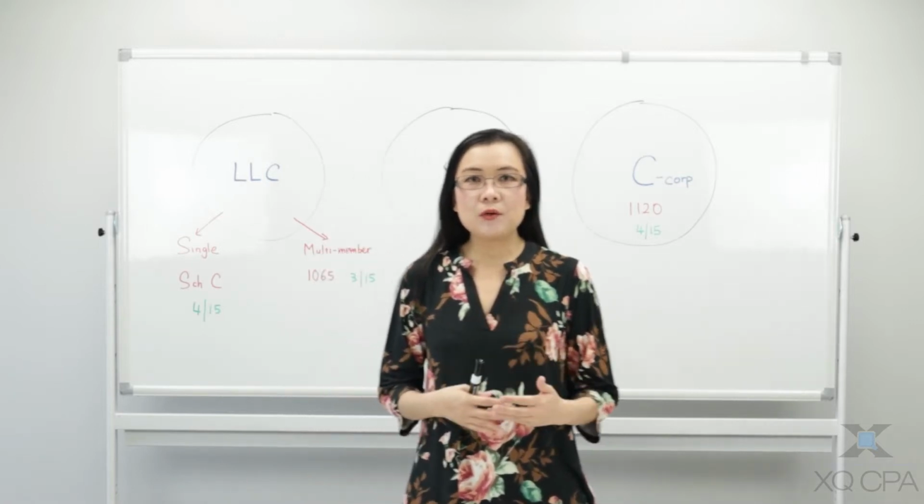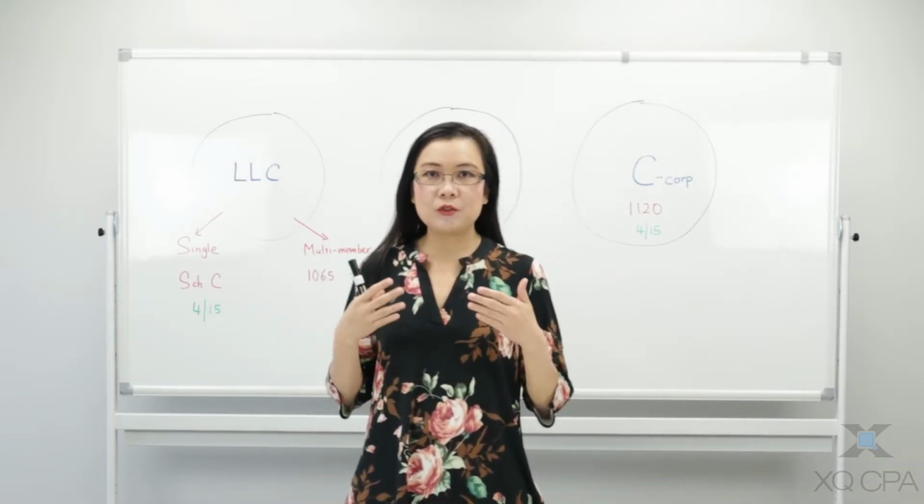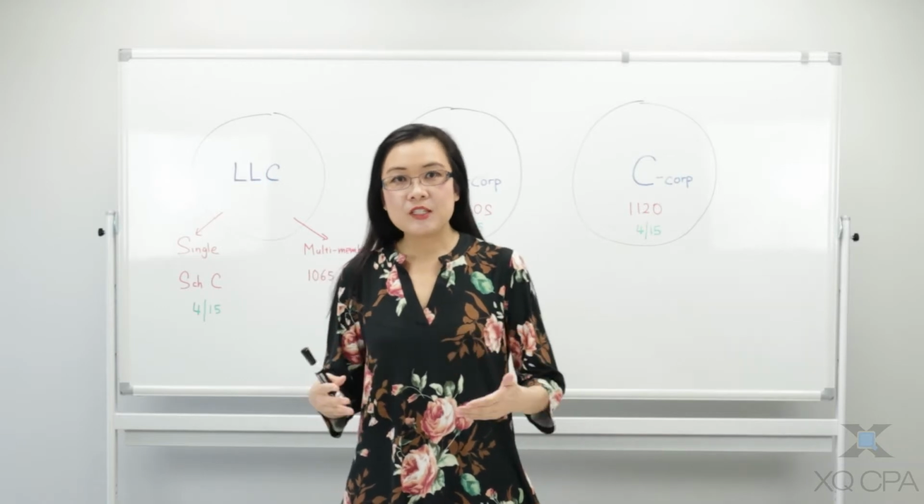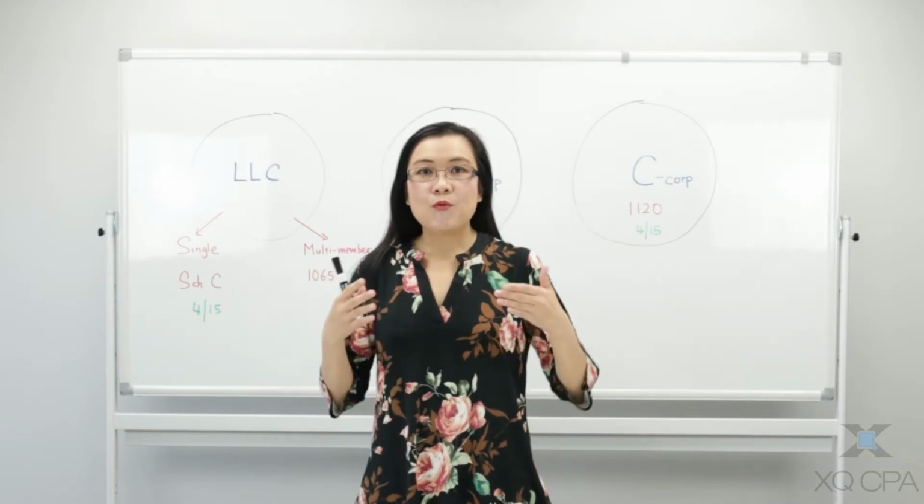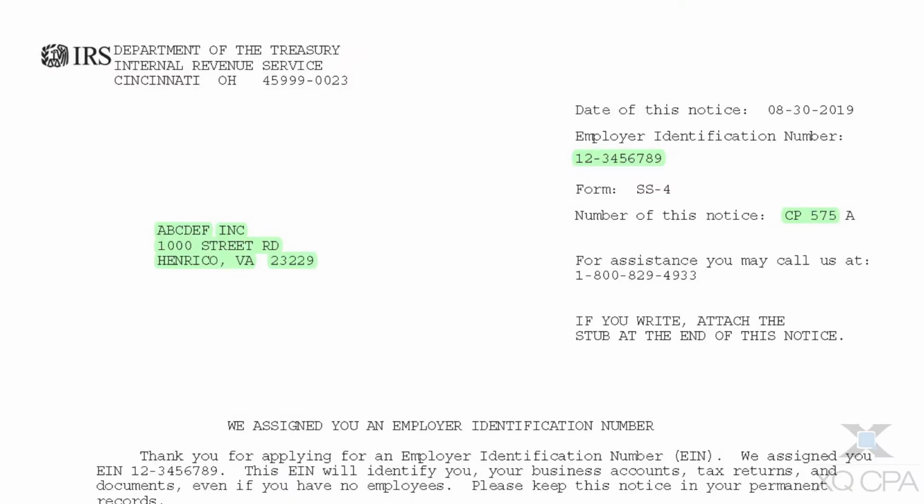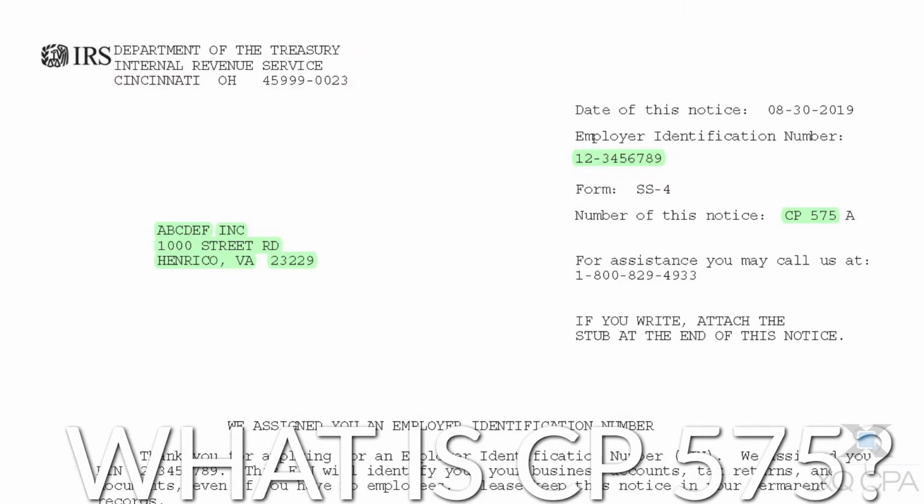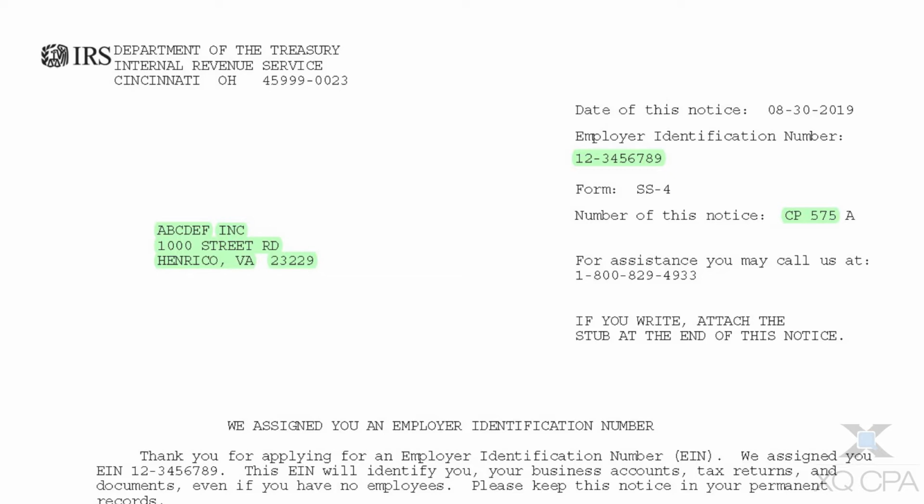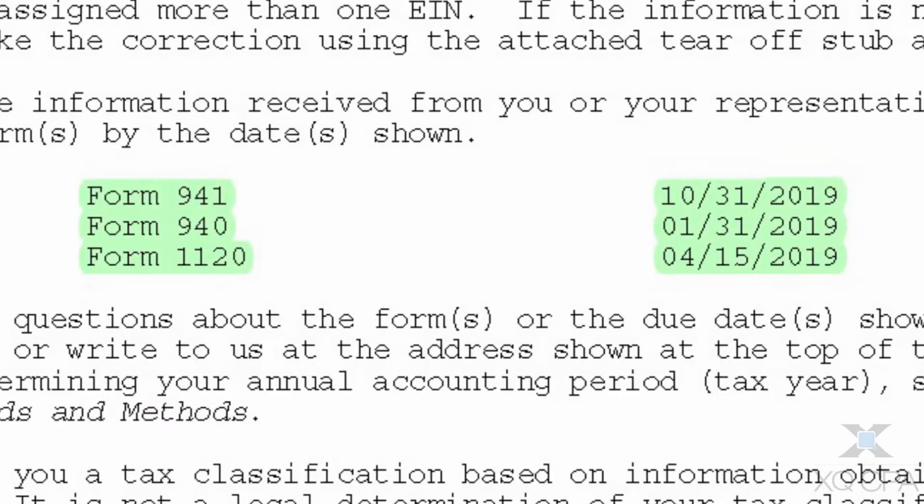Now, how do you know what entity structure you have? The first thing is that you have to refer back to this notice called CP 575. What is it? CP 575 is an IRS letter that is issued by the IRS to you, often an EIN letter, and it will also show the kind of tax forms that you have to file.